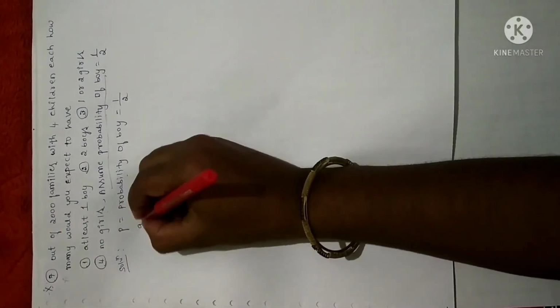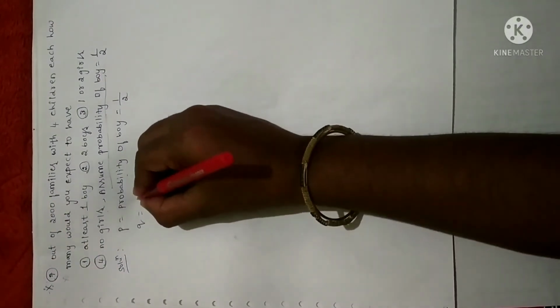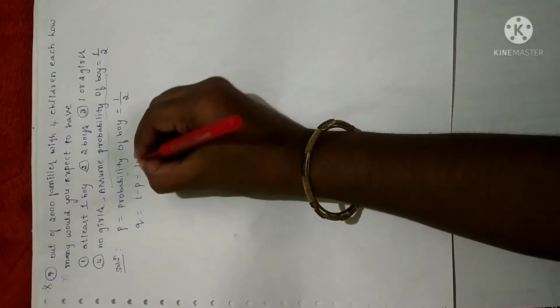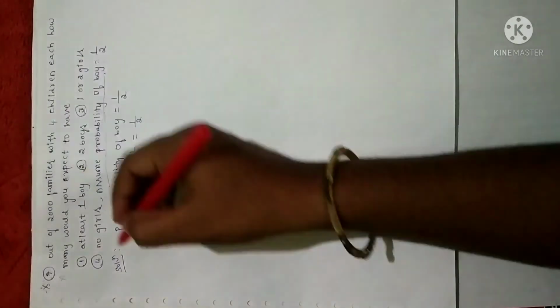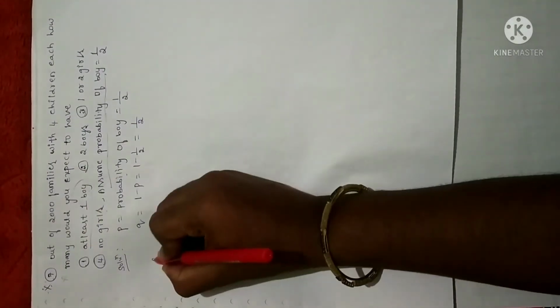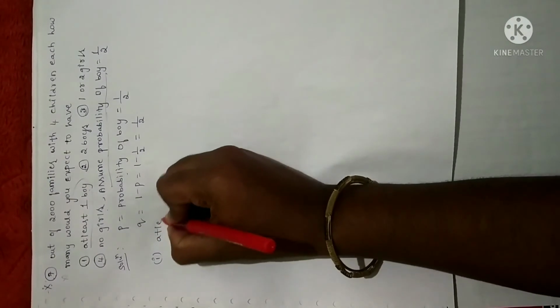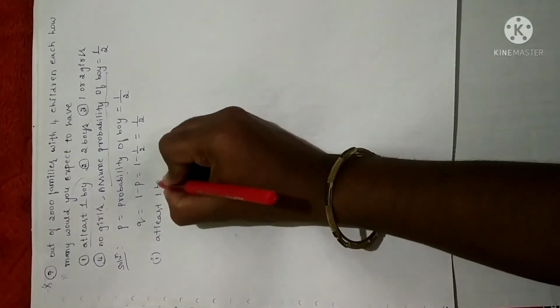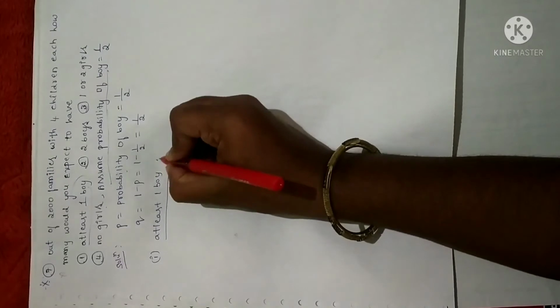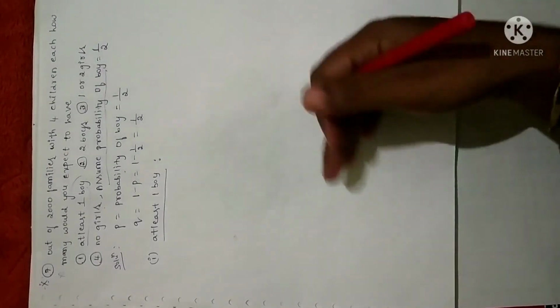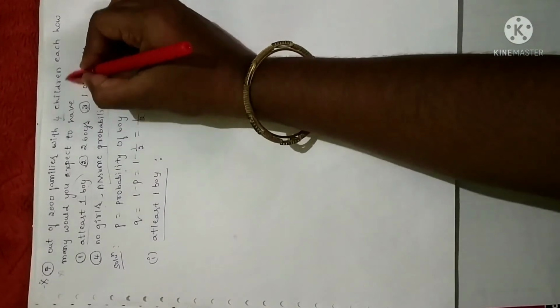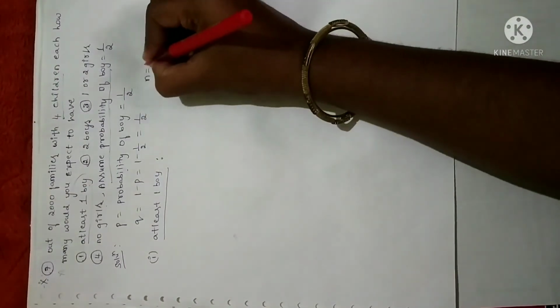Fine. So Q can be calculated by using the formula, 1 minus P. So 1 minus 1 by 2 is again 1 by 2. Clear? Now look at the question given here. The first question is at least 1 boy. As I already said, when we calculate at least 1 boy, at least means you have to go upward. How many children are there? Totally 4. So you have to take n as 4.